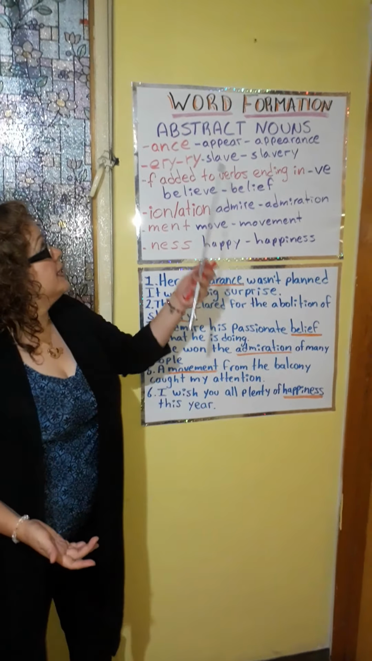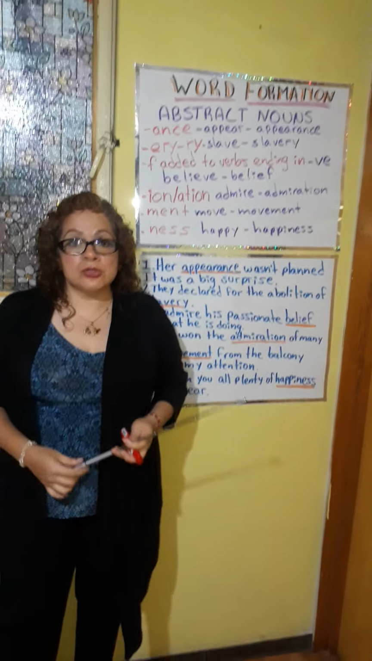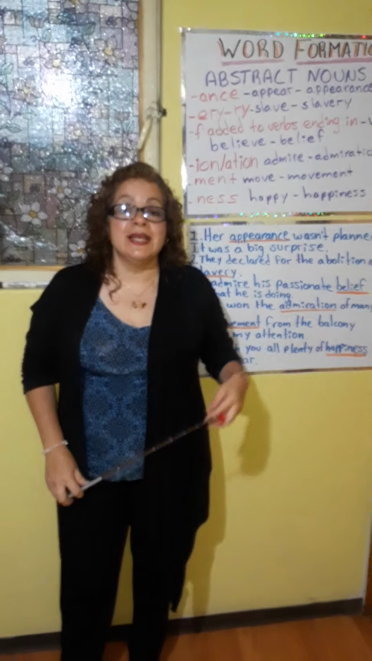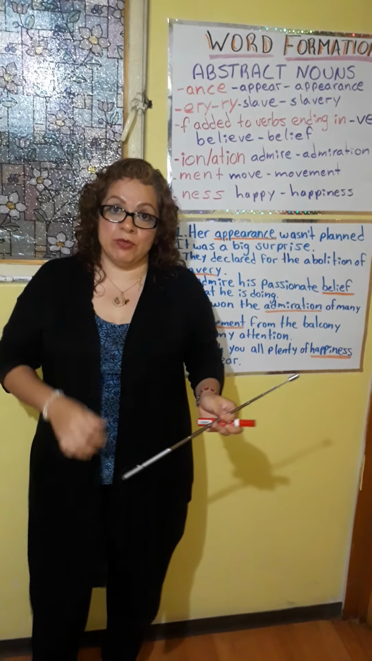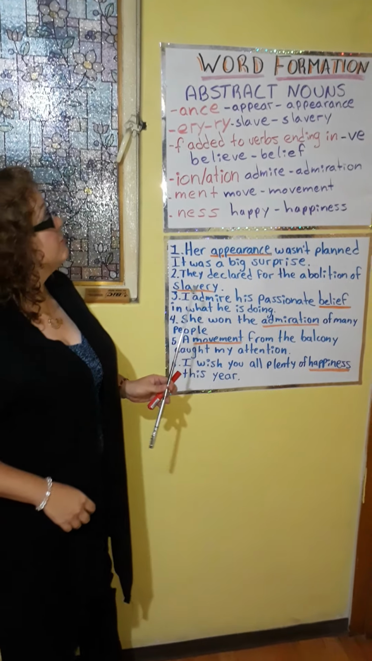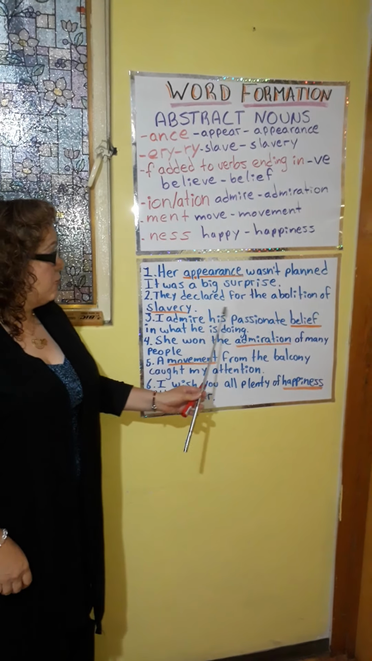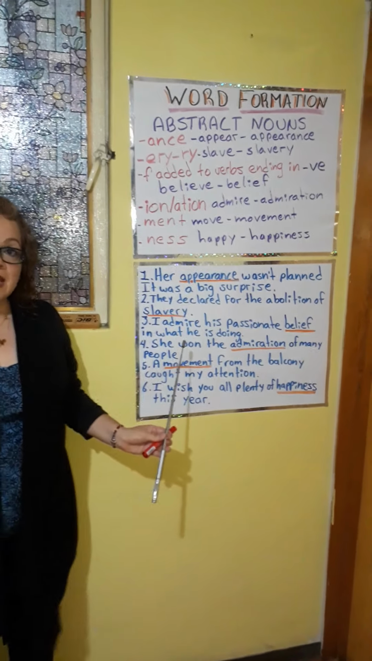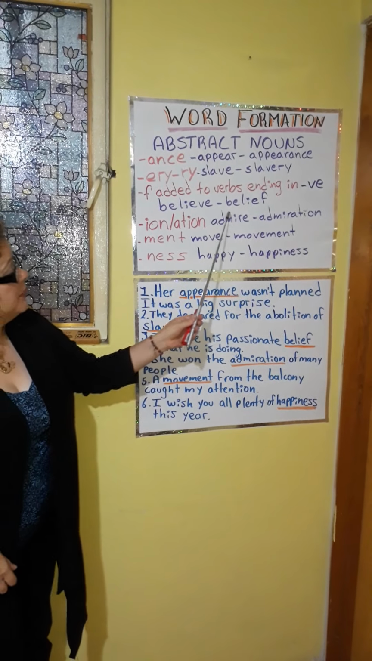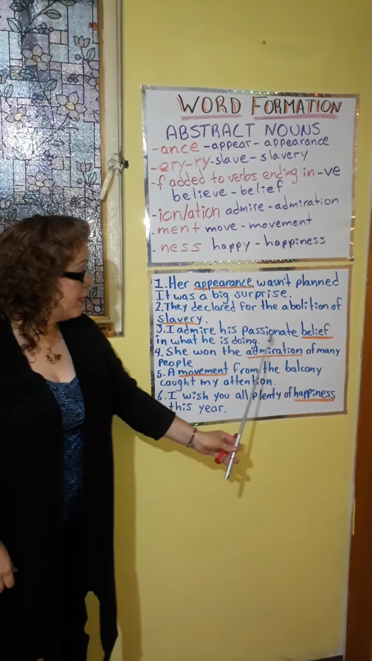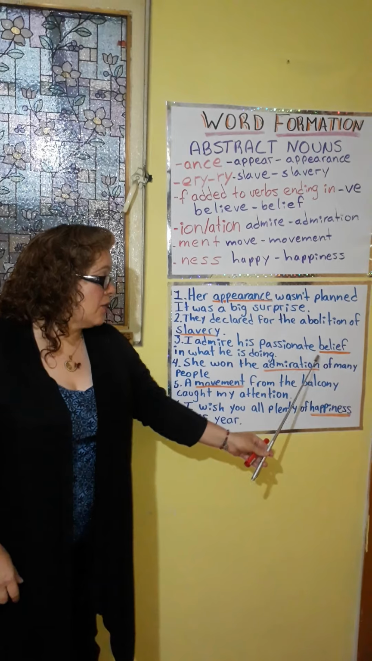Of course, if we are checking abstract nouns, in all the exercises we are going to need nouns, but not always. In some cases, you can need a noun, a verb, an adjective, or an adverb, as we have just mentioned before. Okay, then we have slavery. An example with slavery: "They declared for the abolition of slavery." Then we have belief: "I admire his passionate belief in what he is doing." I am using the abstract noun belief.